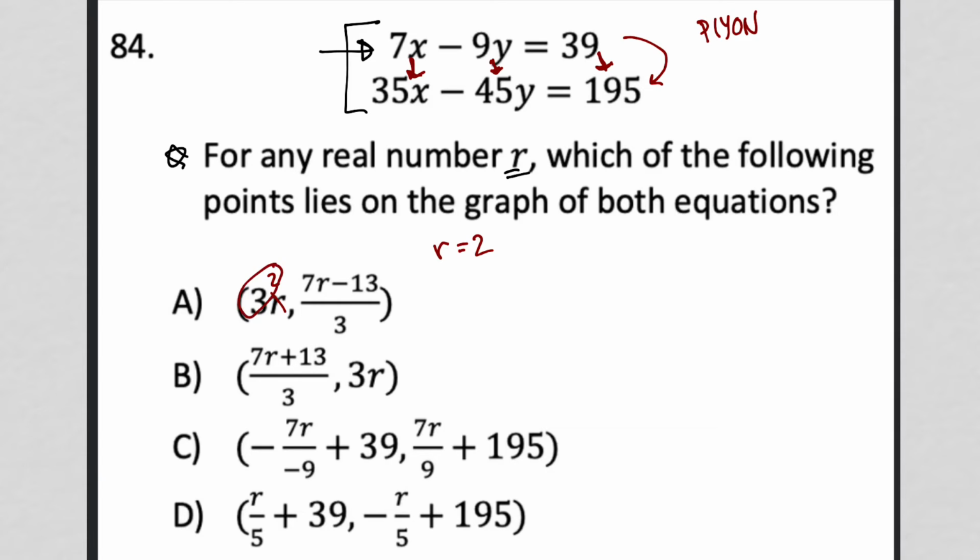Therefore, 3 times 2 is 6. I'm going to replace that r with 2. 7 times 2 is 14. 14 minus 13 is 1 over 3. So I get the point 6 comma 1/3.